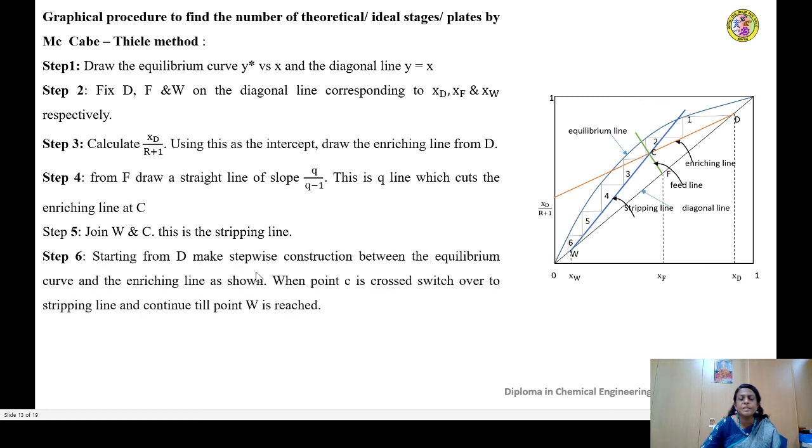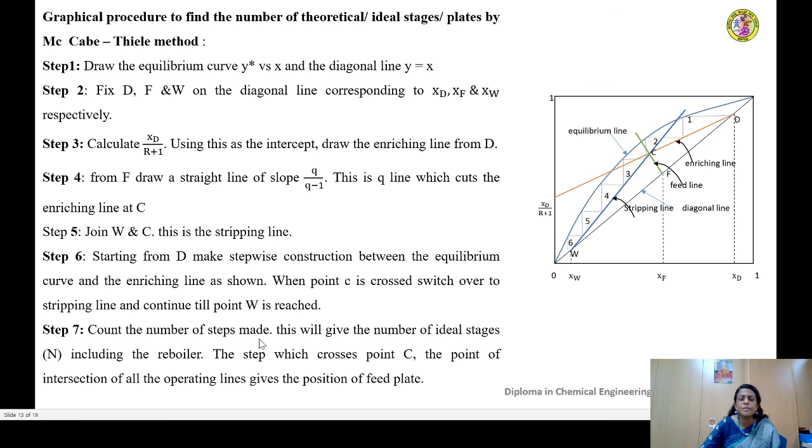Then starting from D, make a stepwise construction between the equilibrium curve and the enriching line as shown. When point C is crossed, switch over to the stripping line and continue till point W is reached. So you're starting the stepwise construction from here. Once you cross point C, the stepwise construction will be switched over to the construction between the equilibrium line and the stripping line. You should not take the enriching line from this point onwards. It will be between the equilibrium line and the stripping line.